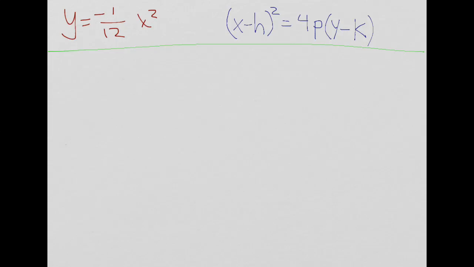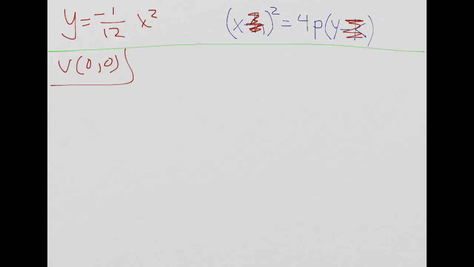So remember what we said a moment ago. We would like to rearrange the red equation so that it looks like the blue equation. Now first off, recognize that y has nothing being added or subtracted from it, nor does x. So that tells me that h and k are both 0, meaning that my vertex is at the origin (0, 0). So that's a good piece of information to store away for later.